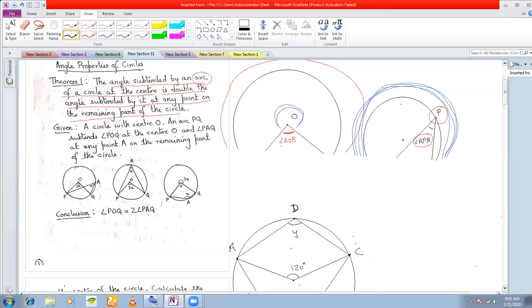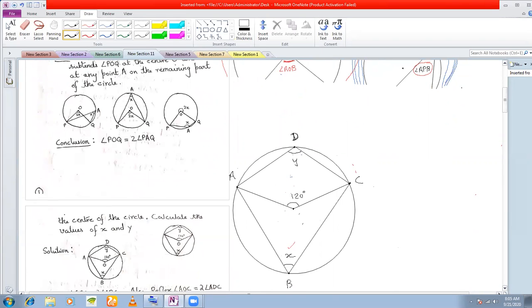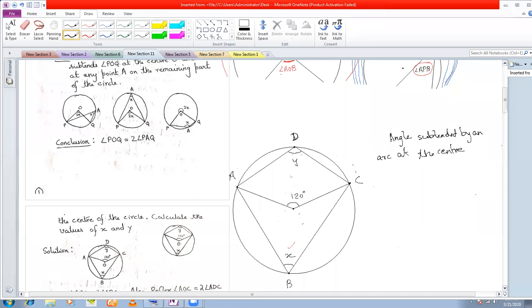Okay. Now there are two parts to this theorem. That is, angle subtended by an arc at the center. Okay, they're actually talking about two angles. First is the angle subtended by an arc at the center.